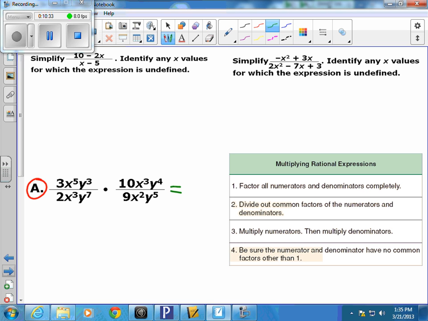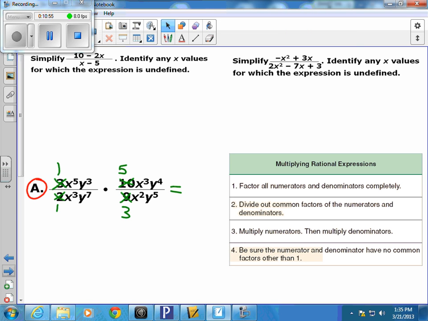But we can save some time by cross simplifying. So let's look at the top left and the bottom right. The 3 and the 9 can be divided by 3. Divide by 3. Look at the 2 and the 10. The 2 and the 10 can be divided by 2. So divide the 2 by 2, you get 1. The 10 by 2, you get 5.